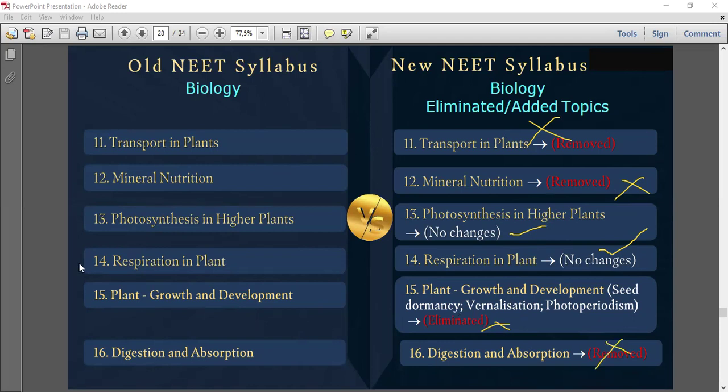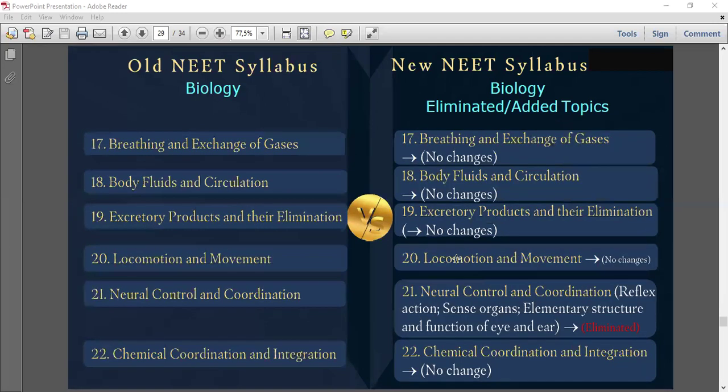Okay, then breathing and exchange of gases, there are no changes in it. Body fluids and circulation, no changes. Excretory products and their elimination, no changes. Locomotion and movement, no changes made. Okay, and a few topics are eliminated from neural control and coordination, that is, reflex action, sense organs, elementary structure and function of eye and ear. This topic is eliminated. Next, chemical coordination and integration, there are no changes made.